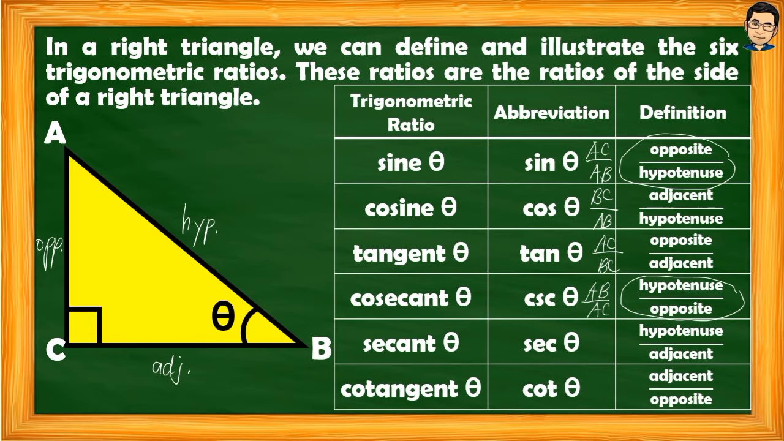Next, yung reciprocal naman ng cosine theta is secant theta. As you can see, yung cosine natin is equivalent to adjacent over hypotenuse. Dito sa secant natin, it is hypotenuse over adjacent. Dun sa cosine natin, it is BC over AB. Dito naman po sa secant, it is AB over BC.